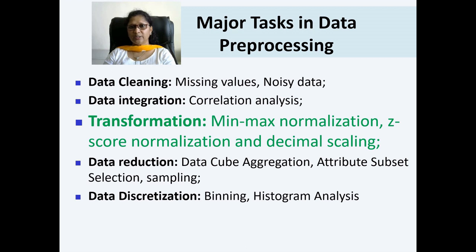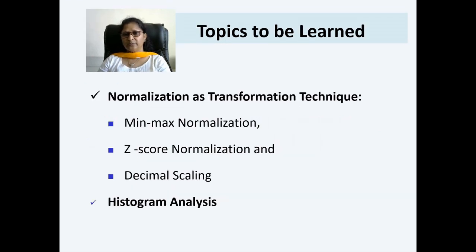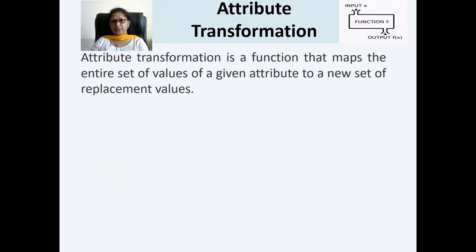Data transformation, one of them being normalization, may be applied where data is scaled to fall within a smaller range, that is 0 to 1. And this improves the efficiency and accuracy of data mining algorithms. We shall learn how. The topics which we shall learn are these three core topics: MinMax normalization, ZScore normalization, and decimal scaling. First, let us understand what transformation is.